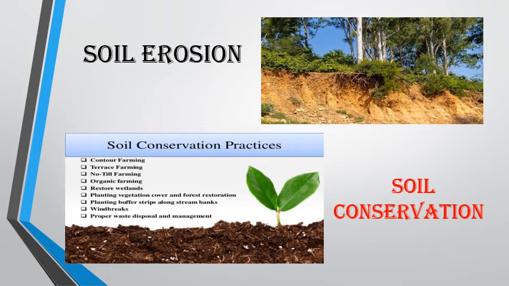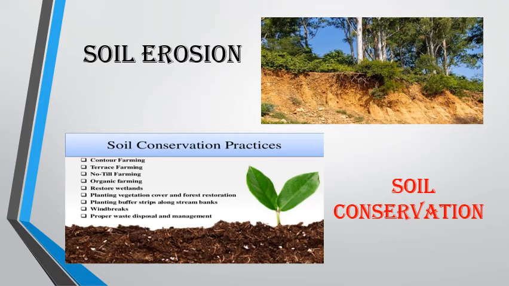Next point is soil erosion. Okay, students, fertile soil is essential for agriculture. It helps in maintaining the food security of the world, but it has been observed that the fertility of soil is severely damaged by erosion, by soil erosion. Students, what do you mean by soil erosion?